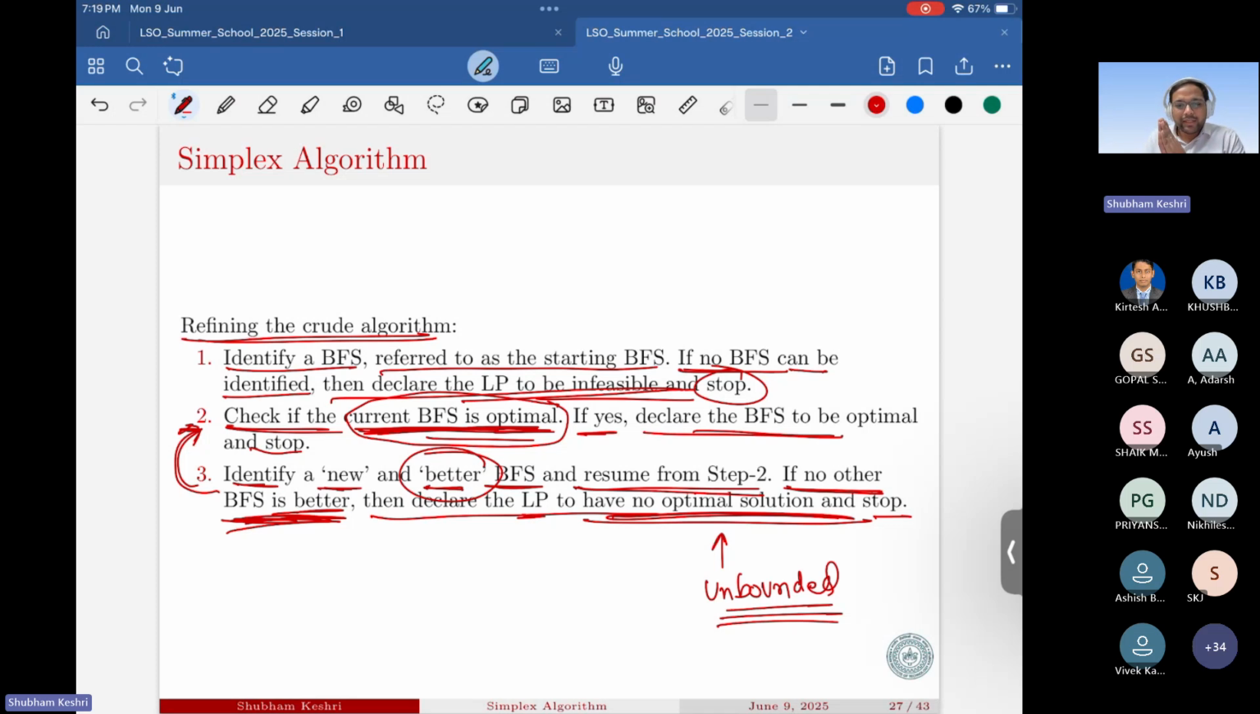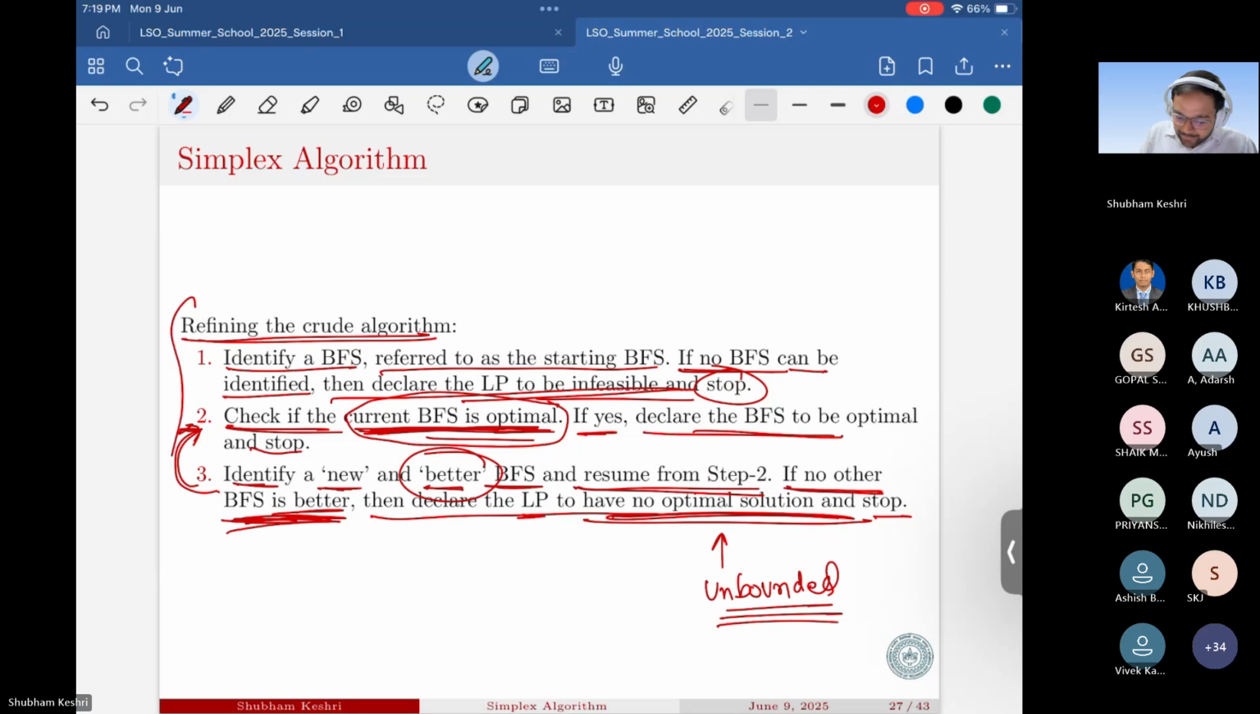So you see, this is not actually technically sound. This is just a framework. So we are saying we will work like this. I have not told you how to identify a basic feasible solution, how to do the optimality check, how to identify a new basic feasible solution, how to identify a better basic feasible solution. I'm not telling you anything. I'm just saying this is the framework we'll work with. This is how the simplex will work.